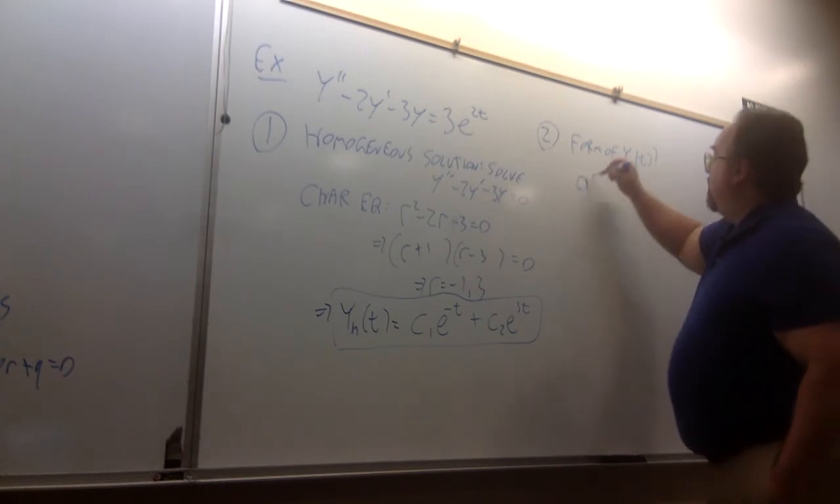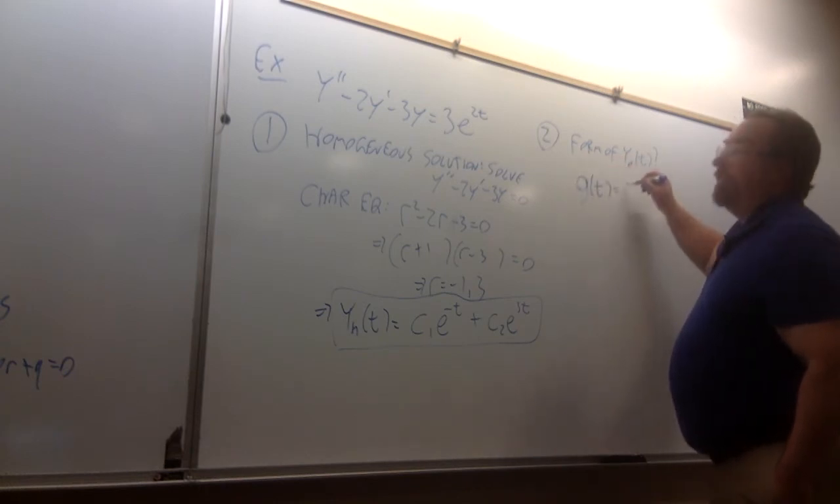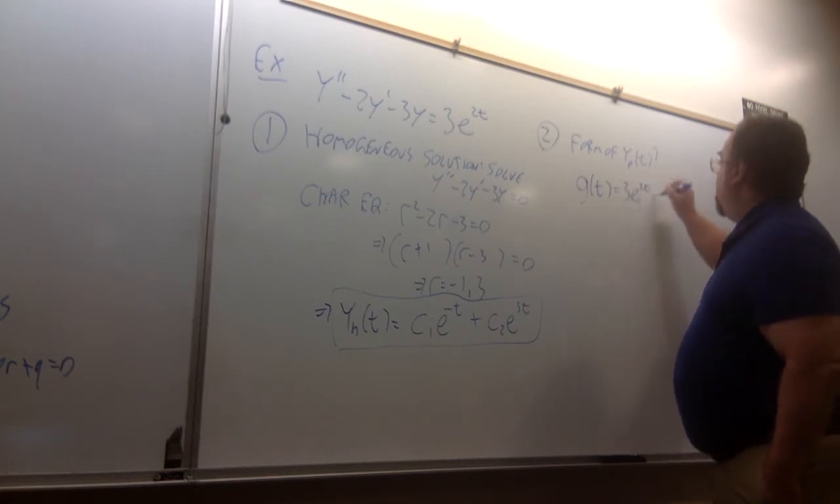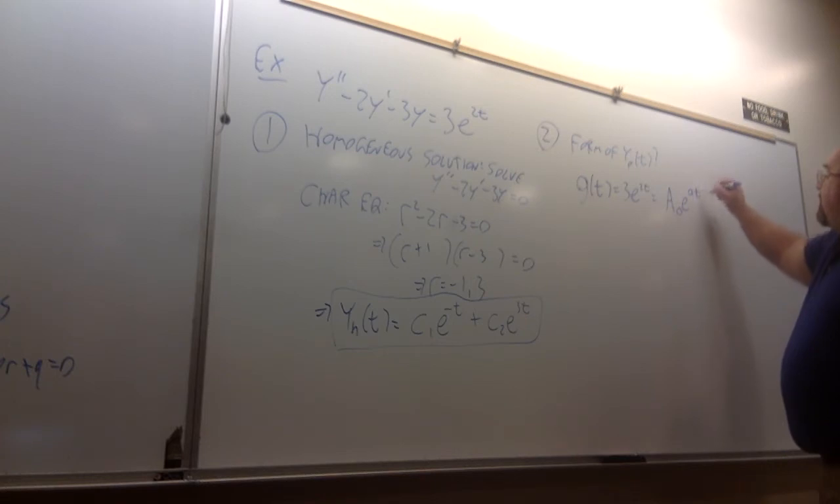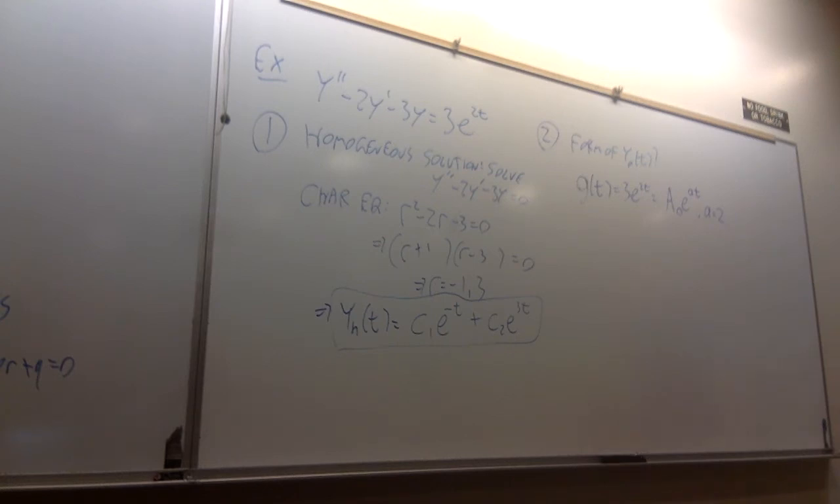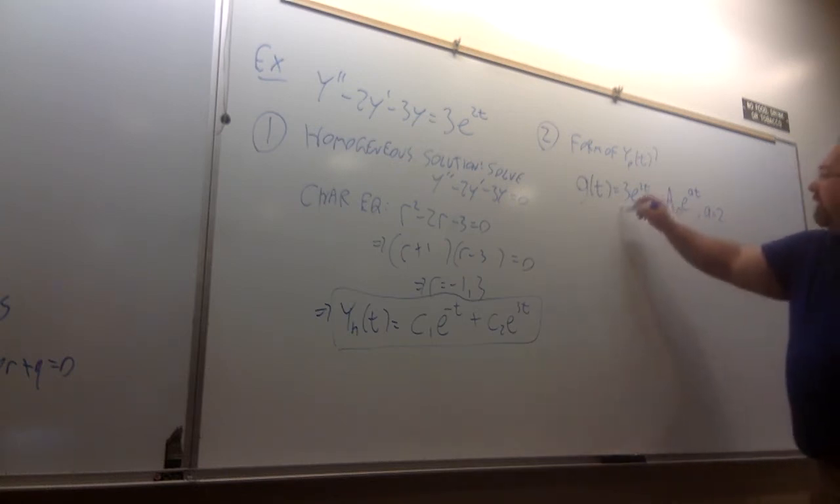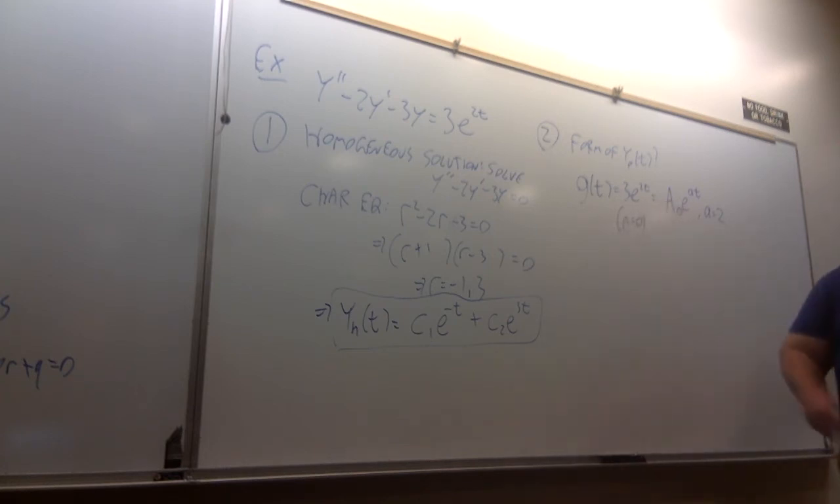So g of t, which is 3e to the 2t, fits this form, a0 e to the at, where little a is equal to 2. So in other words, you're checking, is there a polynomial of degree n times an exponential? Yes. In this case, because it's only a constant, it's a polynomial of degree 0. So thankfully, you only have one undetermined coefficient, that's this capital A0 here.